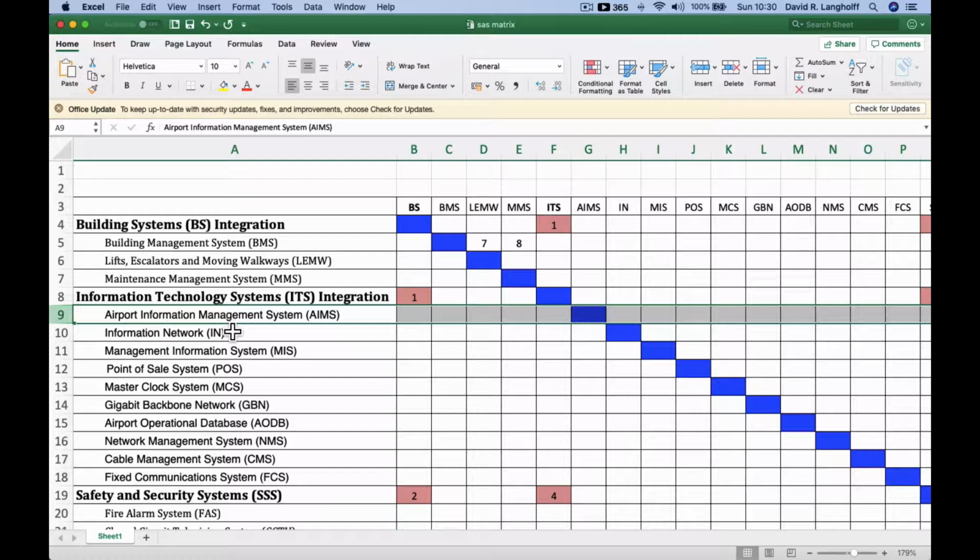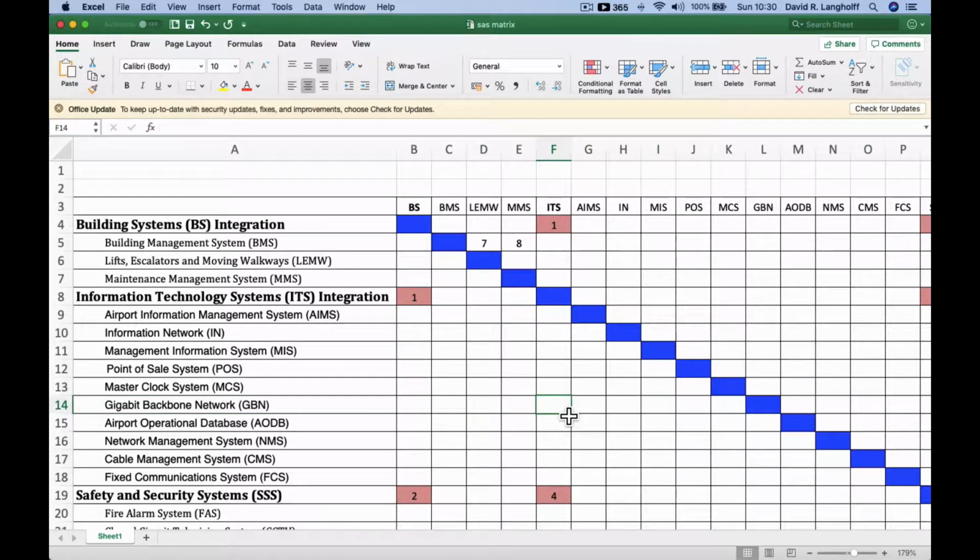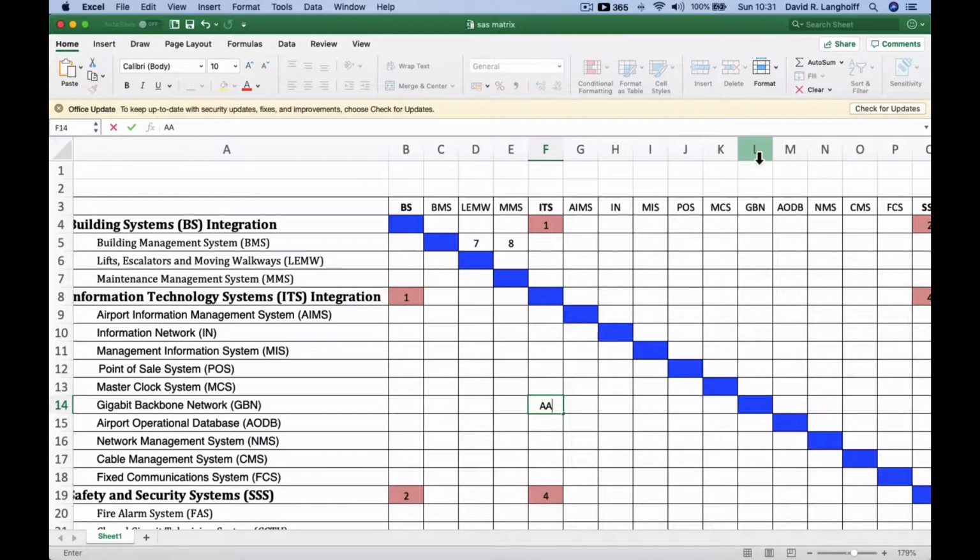So for example, in this case, for the Airport Information Management System, or AIMS, we generally know that the IT systems will have two interfaces. They'll have one to the master gigabit backbone. So in this case, our ITS here has an interface to the gigabit. So that's within itself. So the gigabit to the ITS, we'll just call this AA, capital A's. Okay, so we've got now the gigabit backbone network here to the ITS, and the gigabit backbone is GBN, so we've got our GBN column over here, and we know it's got an interface to the ITS, so right there, we put another AA.